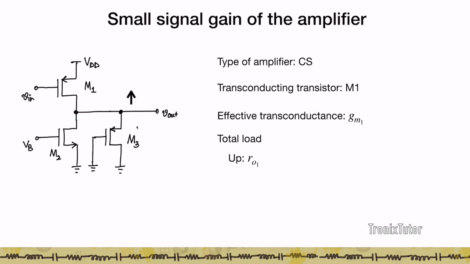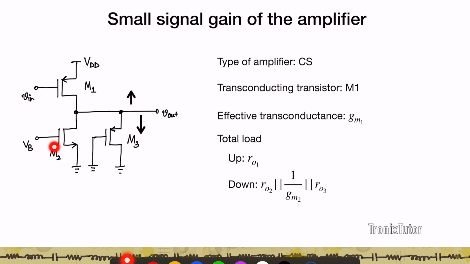Now when I look down from this output node, I see two components. I am looking first into the drain of M2, so the resistance I'm going to see is RO2. However, I also see a PMOS transistor whose gate and drain are shorted. So if I'm looking into the source of this PMOS transistor, I'm going to get a resistance given by 1 by GM3 parallel RO3. Therefore, your down resistance is RO2 parallel with RO3 parallel 1 by GM3.